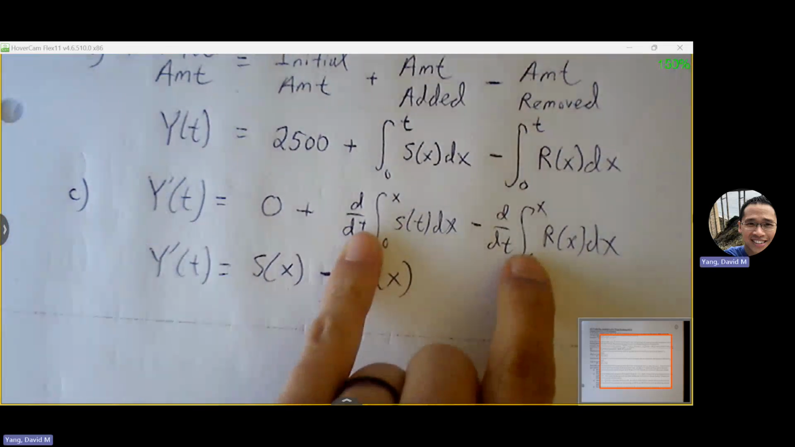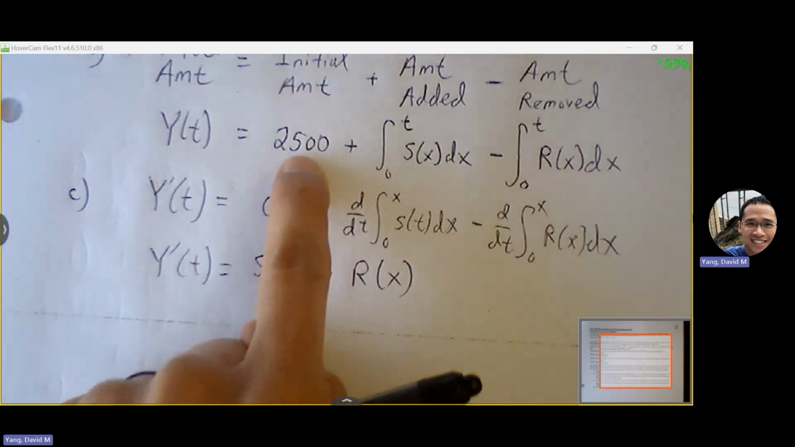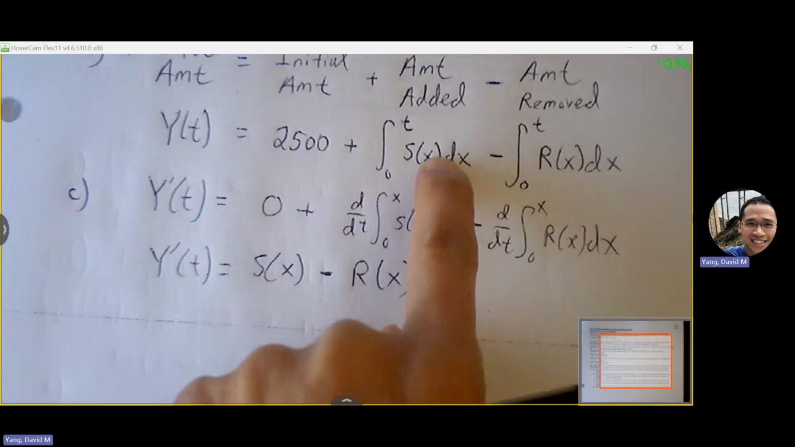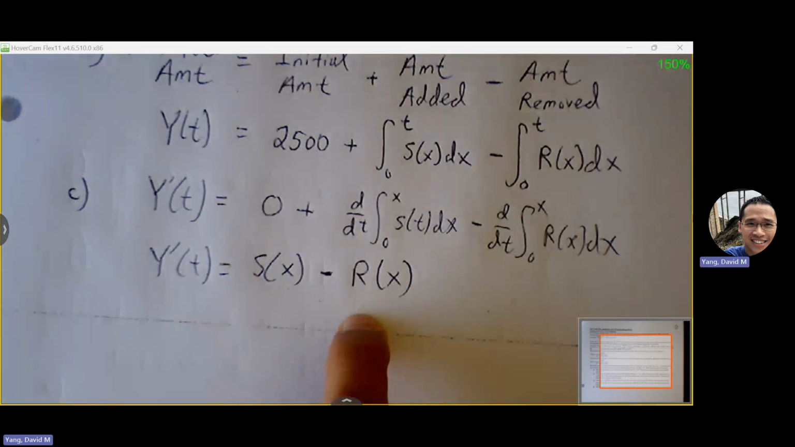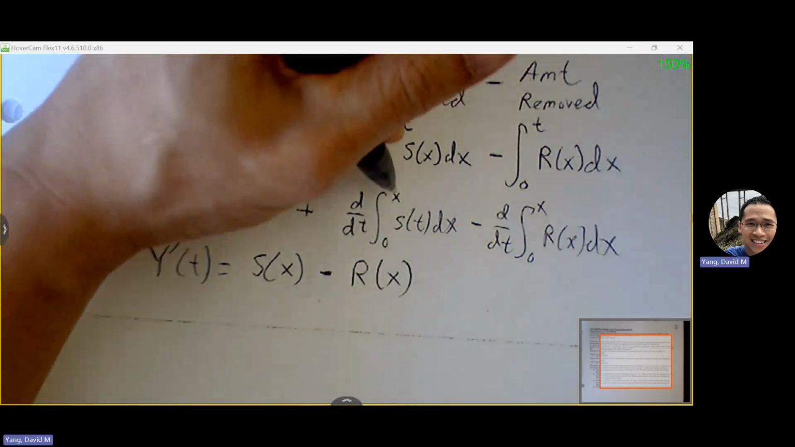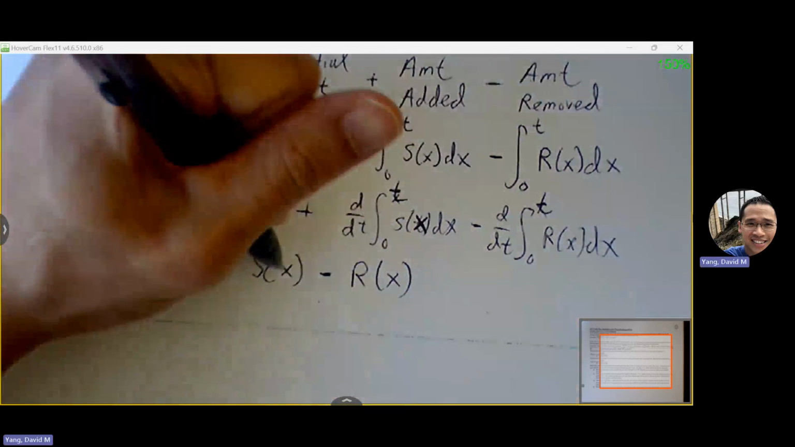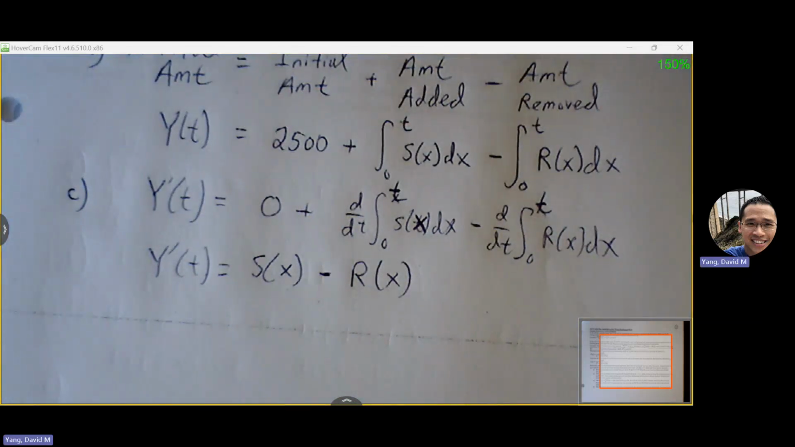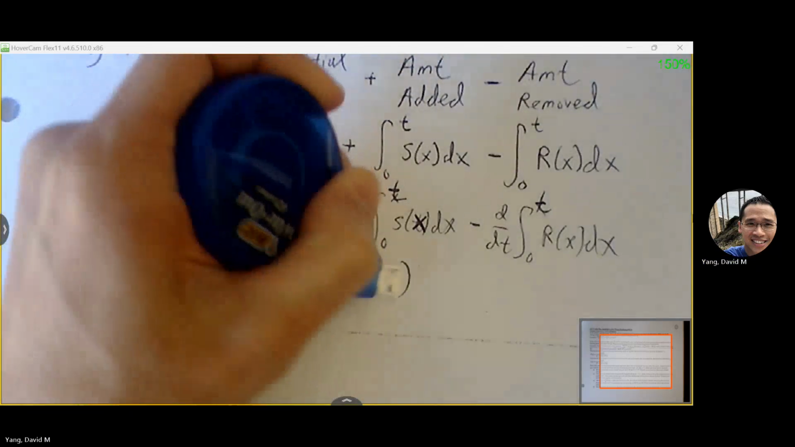I just want to show you that full procedure, but you can just go from y to y prime by looking at your original function. 2,500 goes to 0. The integral will be stripped down to s of x, and then the integral of r of x will be brought down to r of x. Right? We're just taking everything and making it go down one derivative level. Oh, I'm sorry. This should be t here, and this starts off as x. Okay, my bad. All this should now be in terms of t. So y prime of t is just simply s of t minus r of t.